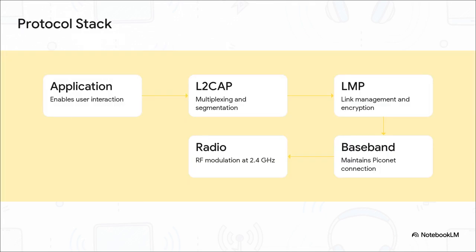Right below the application and upper protocols, we hit L2CAP, the Logical Link Control and Adaptation Protocol. I like to think of this as the beating heart of the whole stack. It takes the big chunks of data from the higher layers, multiplexes it, and chops it down into smaller, manageable packets. Below that is the LMP, which handles link management and encryption. Then we hit the baseband link controller, which physically maintains that piconet connection we talked about earlier. And finally, at the very bottom, we reach the radio layer, which actually modulates all that data into physical RF signals blasting out at 2.4 gigahertz.